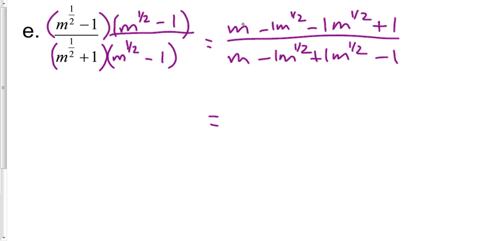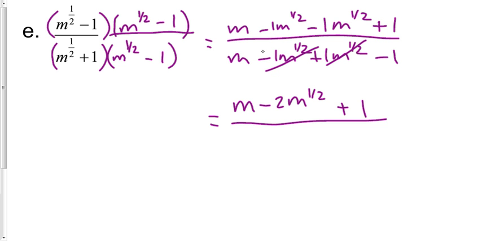In the numerator, I've got m. Then I've got like terms here. I get -2 m to the 1/2, and then plus 1. That's my numerator. Denominator, the inside terms here cancel out because you've got a negative and a positive m to the 1/2. Those cancel out, so we just have m minus 1. Nothing else here reduces, so there's where you leave your answer.